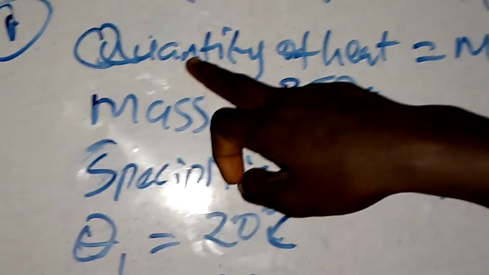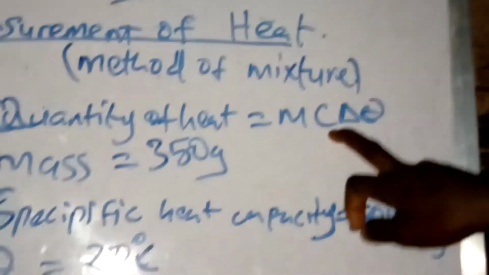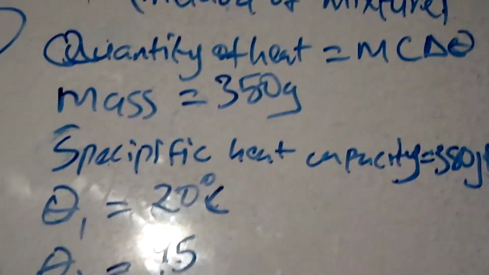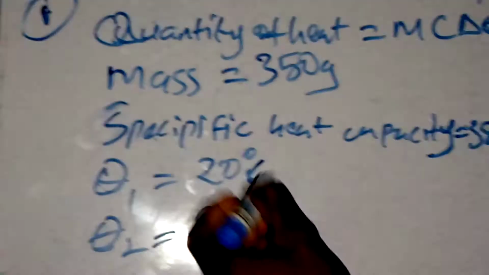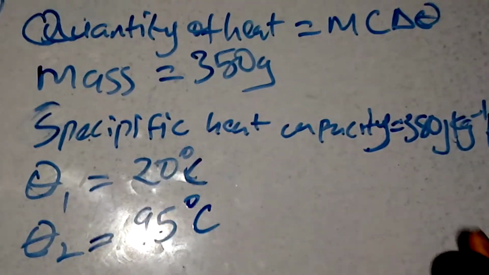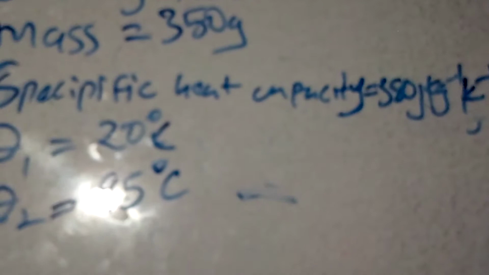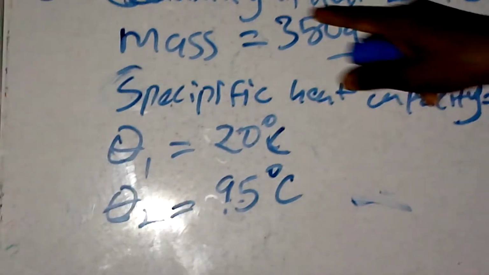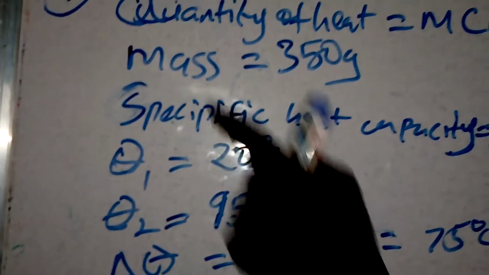Looking at this formula, we all know that quantity of heat passed is equal to the mass times the specific heat capacity times the change in temperature. The brass is being cooled from 95 degrees Celsius to 20 degrees Celsius, so the temperature change must be found. This is the formula to solve the question. As I said earlier, this is the quantity of heat.